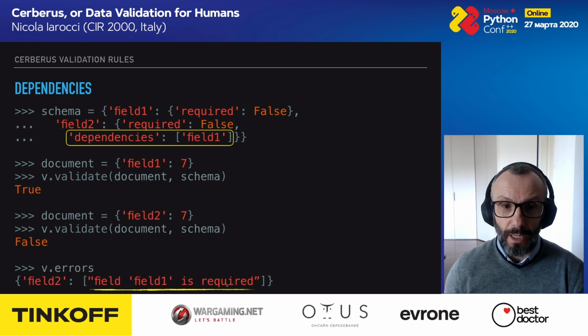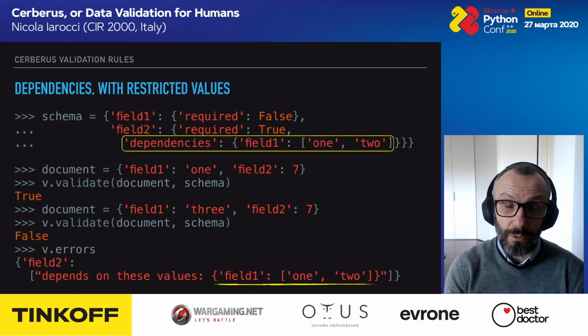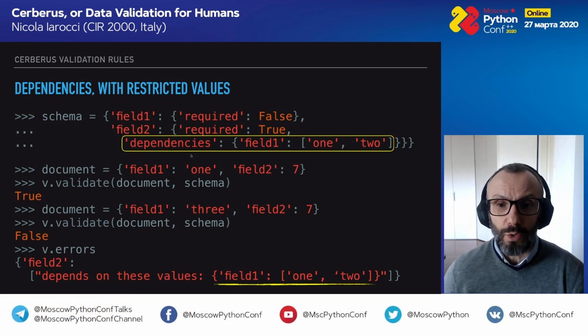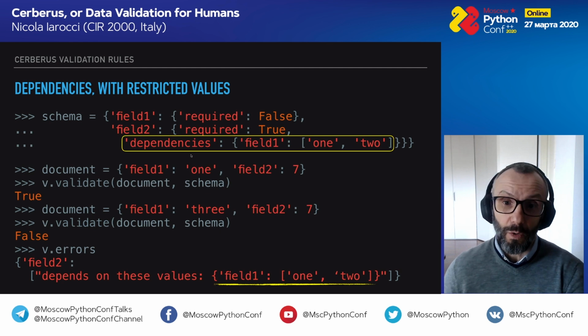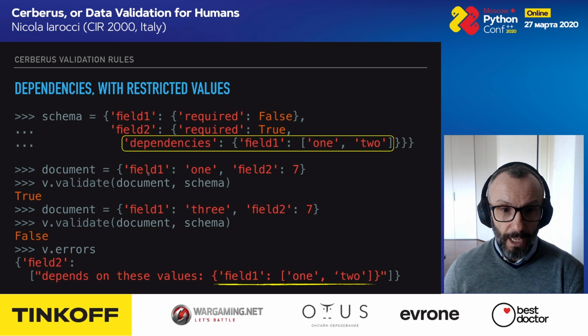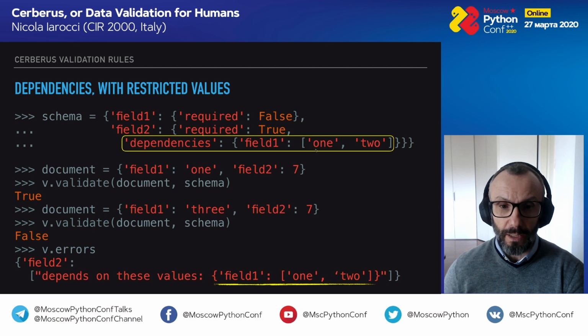Field 1 is required. But sometimes you want to be more strict. For example, you not only want field 1 to be there, but you also want field 1 to have a certain value or one or more values. So what do you do? You just provide the dependencies rule with a list of valid values for field 1. So again, the first document here has field 2 and it is valid because field 1 is there and the value for field 1 is valid. The second one is rejected because 3 is not allowed for field 1.